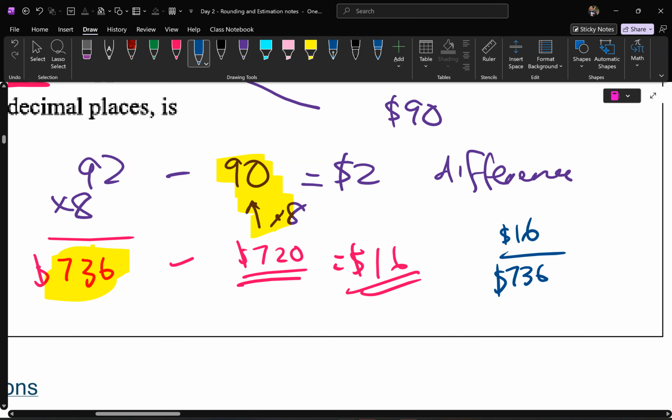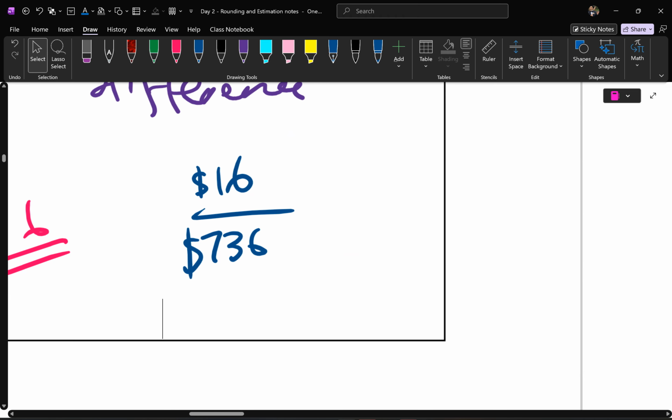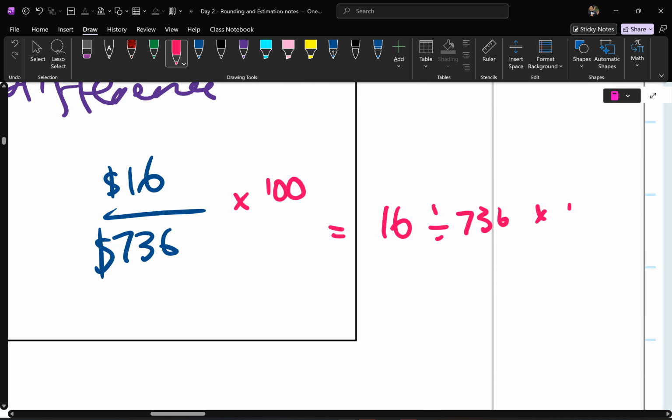So write these notes if you weren't sure how to do percentages. We will get to that topic later on next year, but I'm just giving you a heads up on how we're doing it. So here, how do we do the percentages? I did 16 on my calculator divided by 736. And then I times by 100.